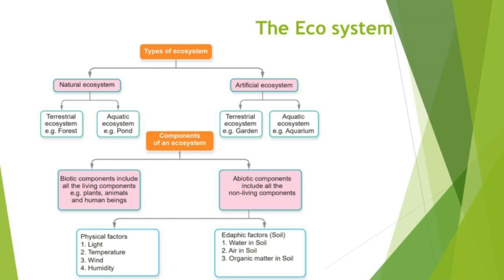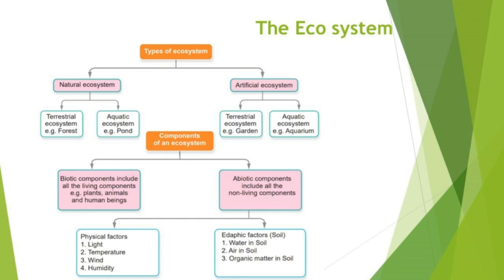Types of ecosystem are classified into natural ecosystem and artificial ecosystem. Natural ecosystem is further classified into terrestrial ecosystem and aquatic ecosystem. Example for terrestrial ecosystem is forest. An example for aquatic ecosystem is pond. Again, the artificial ecosystem is classified as terrestrial ecosystem and aquatic ecosystem. Terrestrial ecosystem example: garden. Aquatic ecosystem example: aquarium.